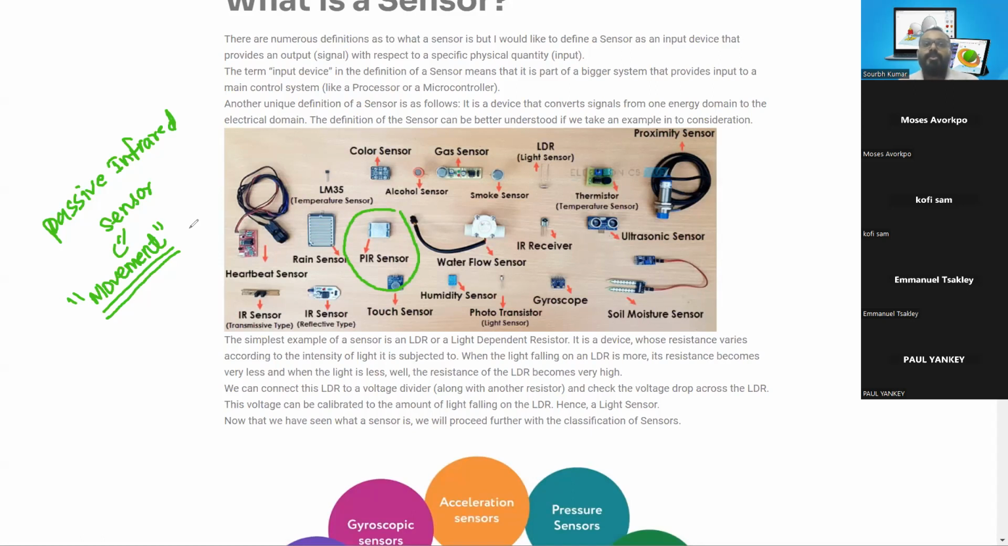So rain sensor is useful to detect the presence of rain. This particular sensor also we can utilize in our projects. Heartbeat sensor is one of the medical sensors, I can say, which helps us determine the exact BPM, that is beats per minute, in any medical devices or equipment.